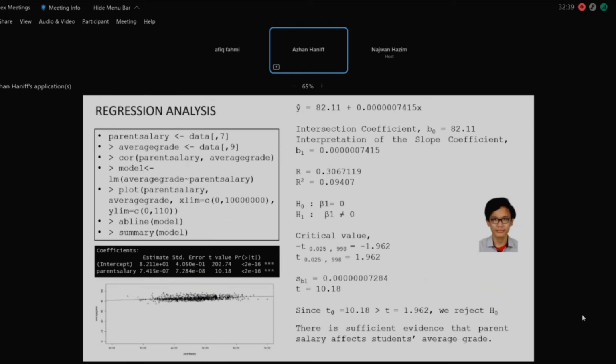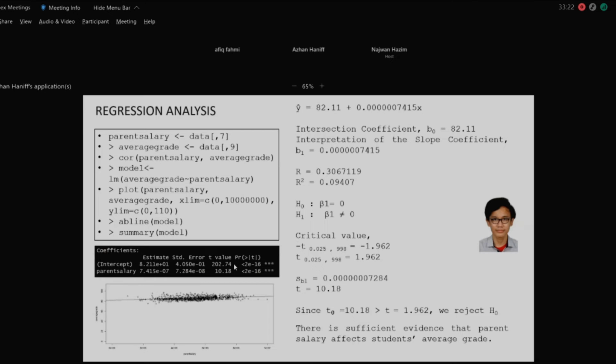Next. Okay, next is regression analysis. We use our language to plot the regression analysis, and we got the estimated regression model, which is 82.11 plus 0.000000074115x. From this equation, we can get the intercept coefficients, which are B0 and B1, and also we can get the R2 and also R from the R programming.